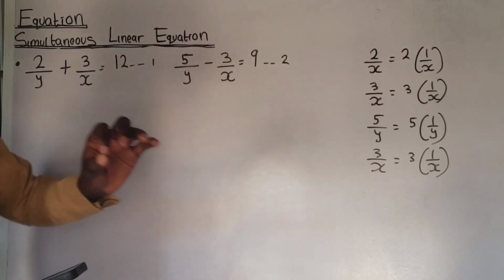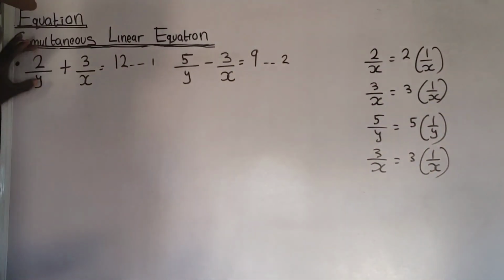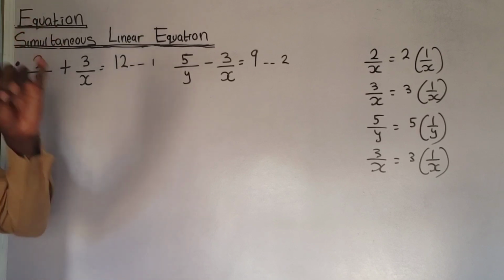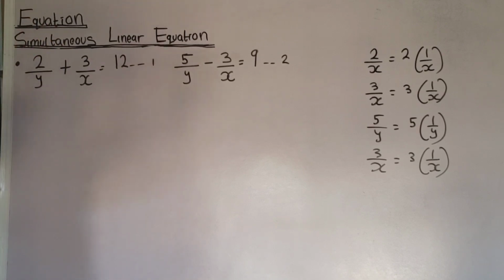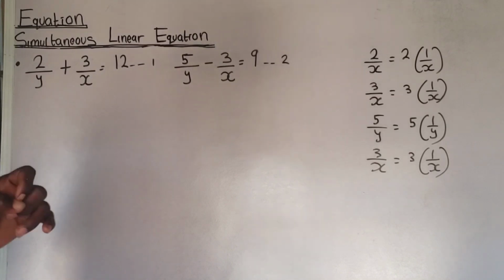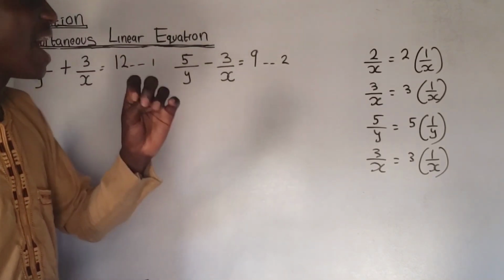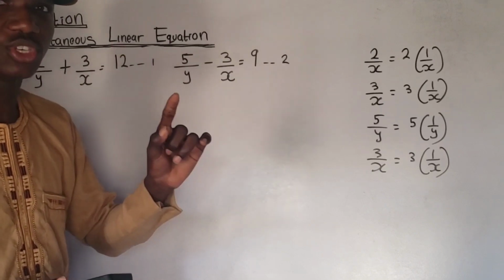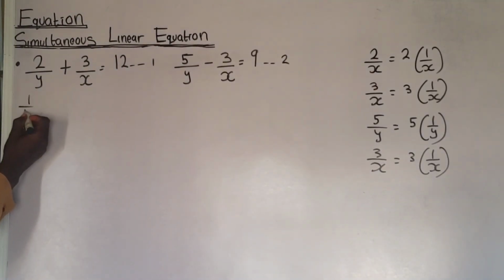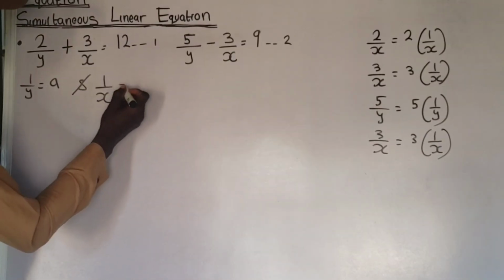You can see both 1 over x and 1 over y are common to both equations. You understand? So anything that happens to 1 over y of equation 1, the same will happen to 1 over y of equation 2. Do you understand? So let us say this. Let 1 over x equal a, and let 1 over y equal b. Do you understand? Pay attention. Let 1 over y equal a, and 1 over x equal b.